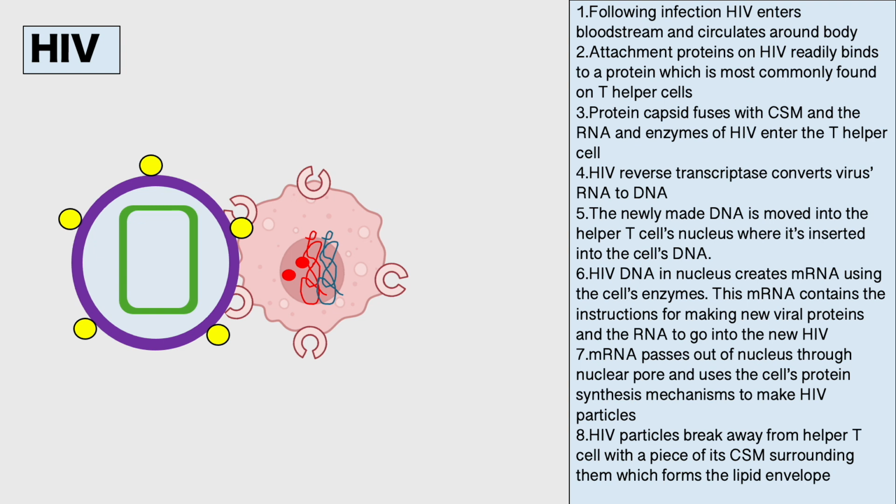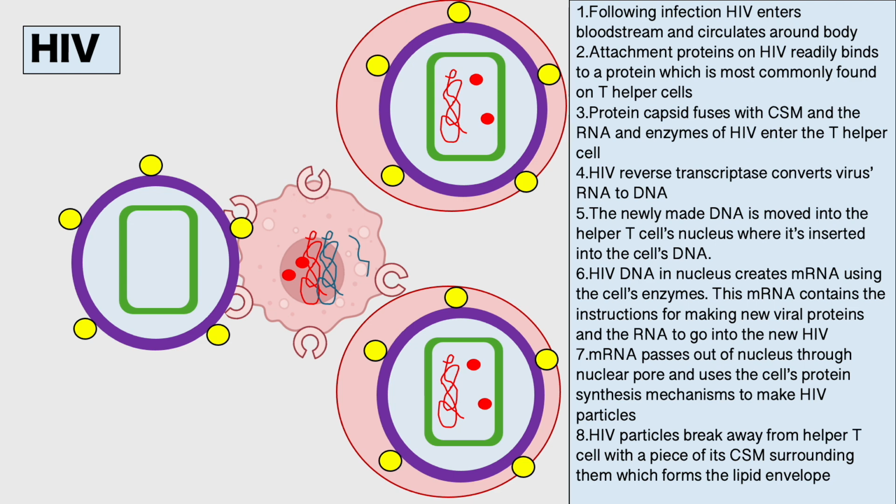The HIV DNA in the nucleus then creates mRNA using the host cell's enzymes. This mRNA contains the instructions for making new viral proteins and the RNA to go into the new HIV particle. The mRNA passes out of the nucleus through a nuclear pore and uses the cell's protein synthesis mechanisms to make HIV particles. The HIV particles then break away from the T helper cell with a piece of its cell surface membrane surrounding them, which forms the lipid envelope.